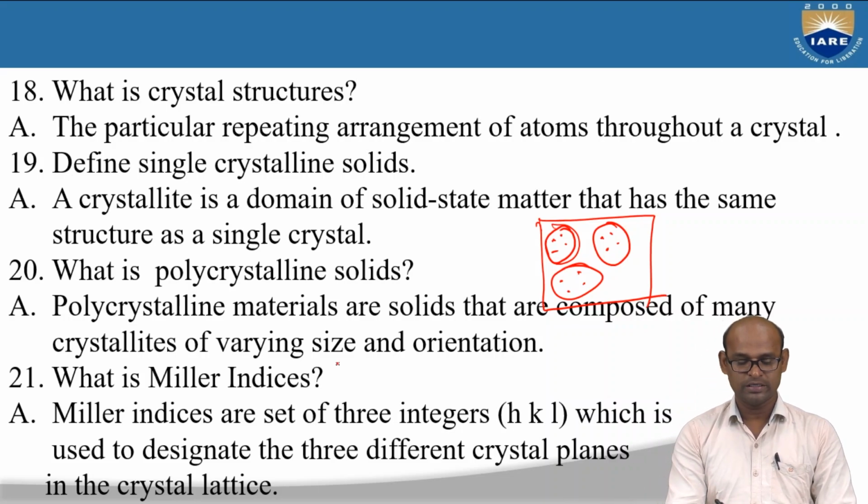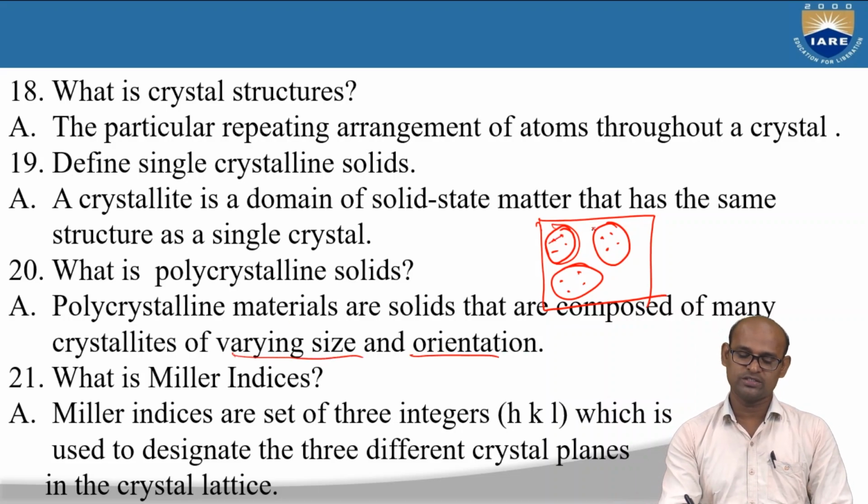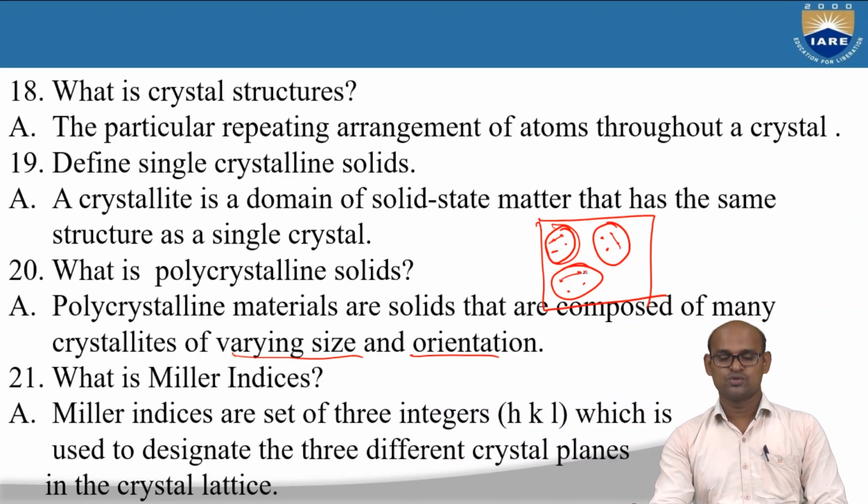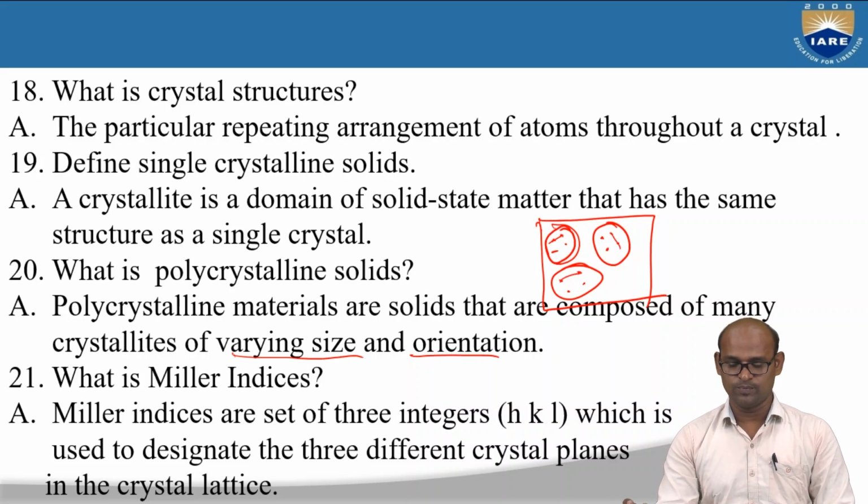Polycrystalline solids have crystallites of different sizes and orientations. Here the orientation can be different, here the orientation can be different, here also the orientation can be different. So the orientation of these crystallites is different.